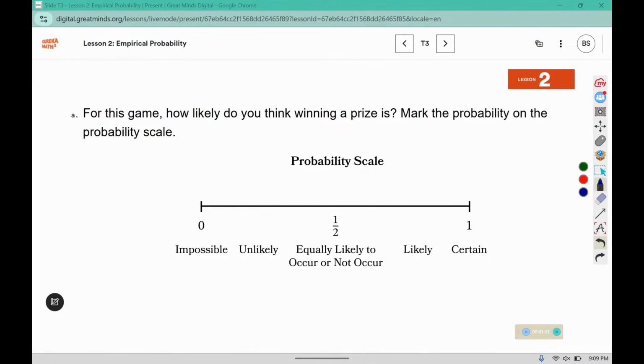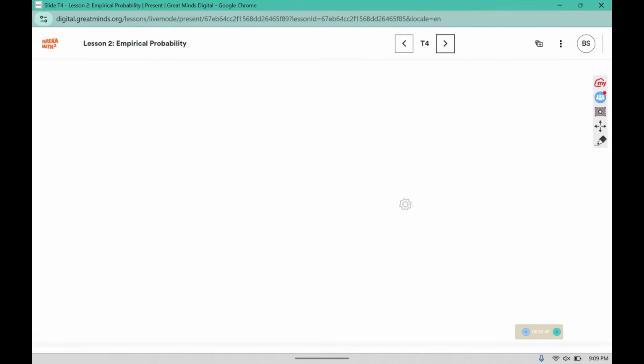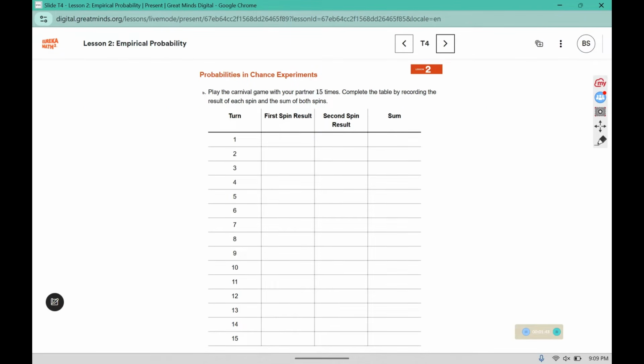So in part A, it's a prediction of how likely you think winning a prize is. I think it's likely, but not certain. I think it's a little bit more than equally likely. I think there are more possibilities for getting 5 or more than for less than 5. But we're going to do what's called an experiment, and we're going to do some experimental probability to figure out what our chances of winning might be based on an experiment.